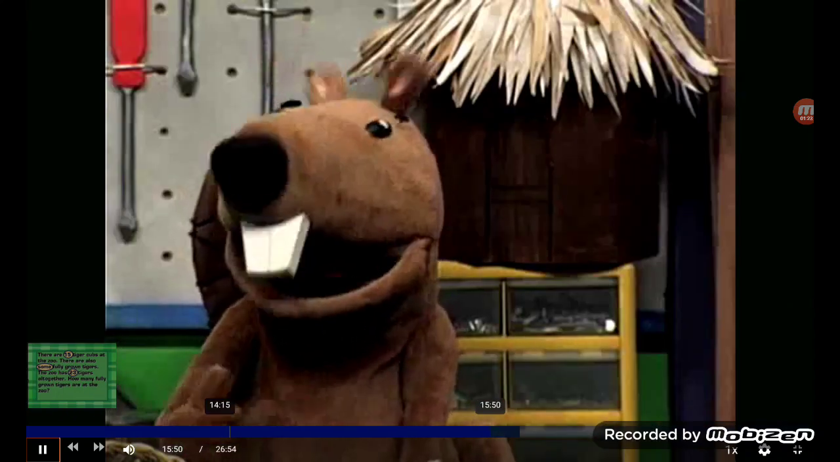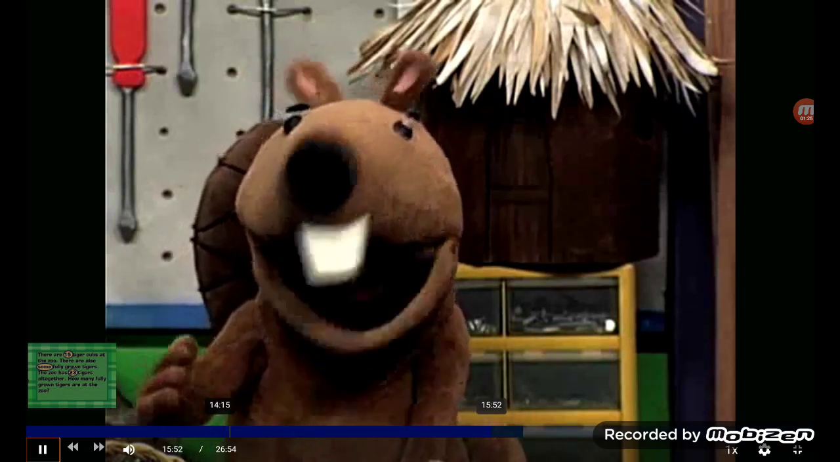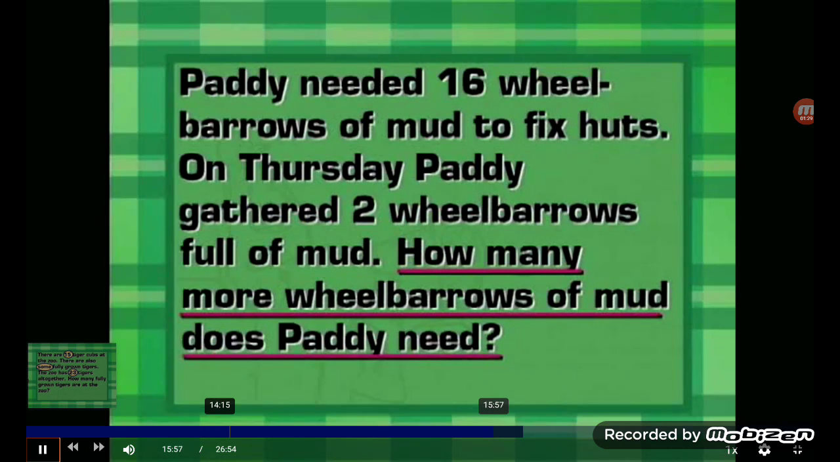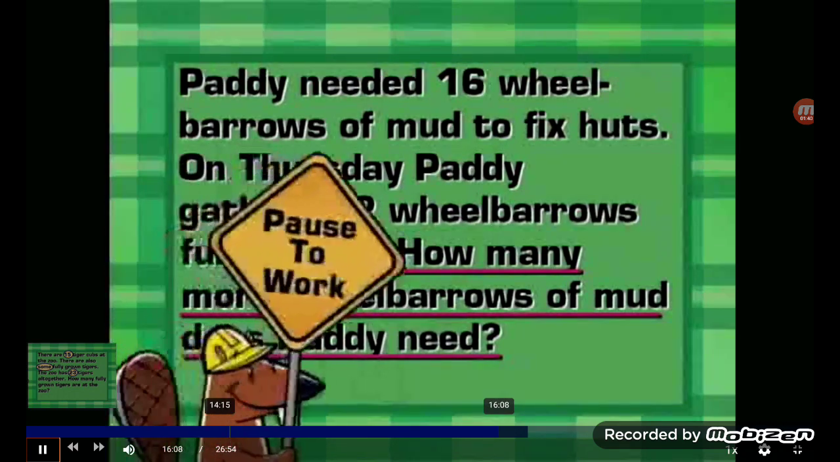Okay, let's say that I needed 16 wheelbarrows of mud. Whew, that's a lot of mud. Patty needed 16 wheelbarrows of mud to fix huts. On Thursday, Patty gathered 2 wheelbarrows full of mud. How many more wheelbarrows of mud does Patty need? Now see if you can figure it out.